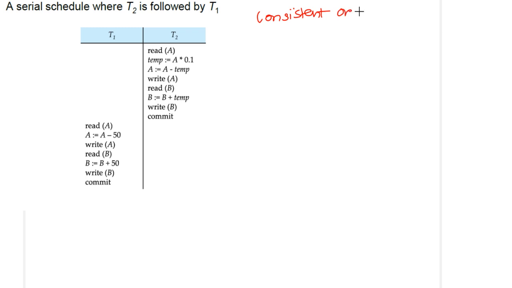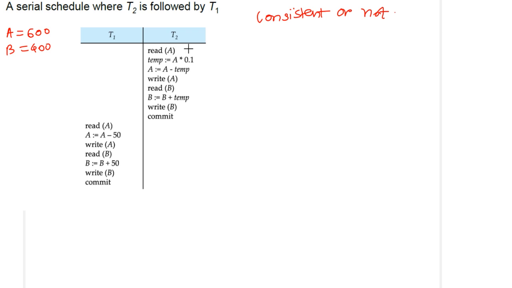Consistent or not. Okay, now see, the values of A and B will take the same values: A is equal to 600, B is equal to 400. Now perform this. This is also a serial schedule, T2 occurring first and then T1.